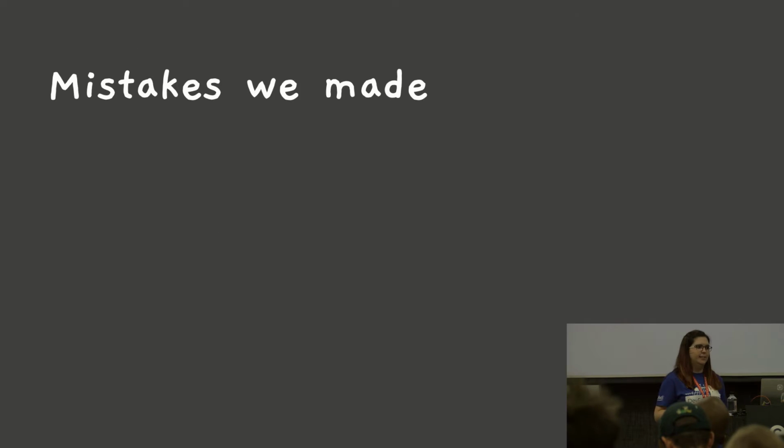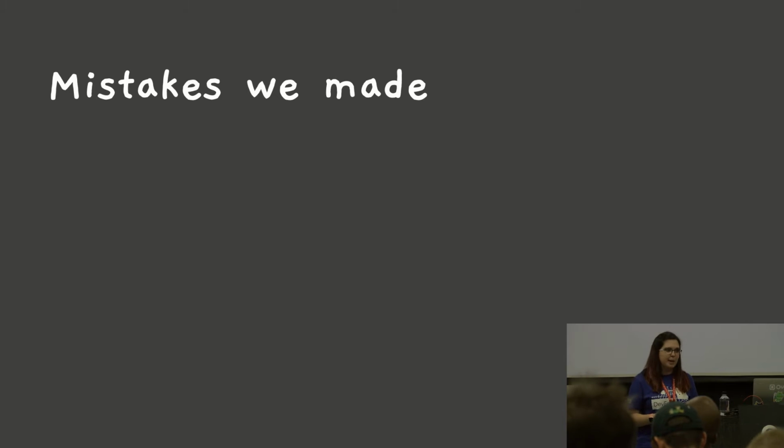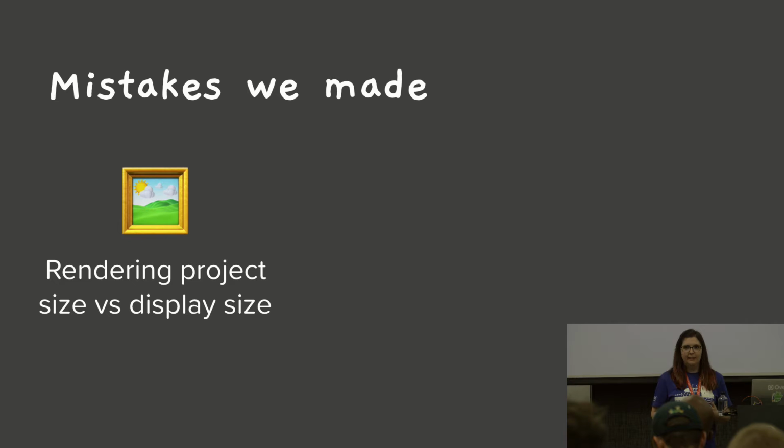Okay, so I just want to talk a little bit about the mistakes we made and how we sort of overcame some of these. And hopefully this talk is the talk that I would have liked to have seen before we started going down into this image processing rabbit hole. The first mistake that we made was that we were rendering our project's size instead of the actual display size. If a user adds a really large image, like an 8192 by 8192 image, we were trying to load that whole image up into memory, and obviously that wasn't very good for the phone.